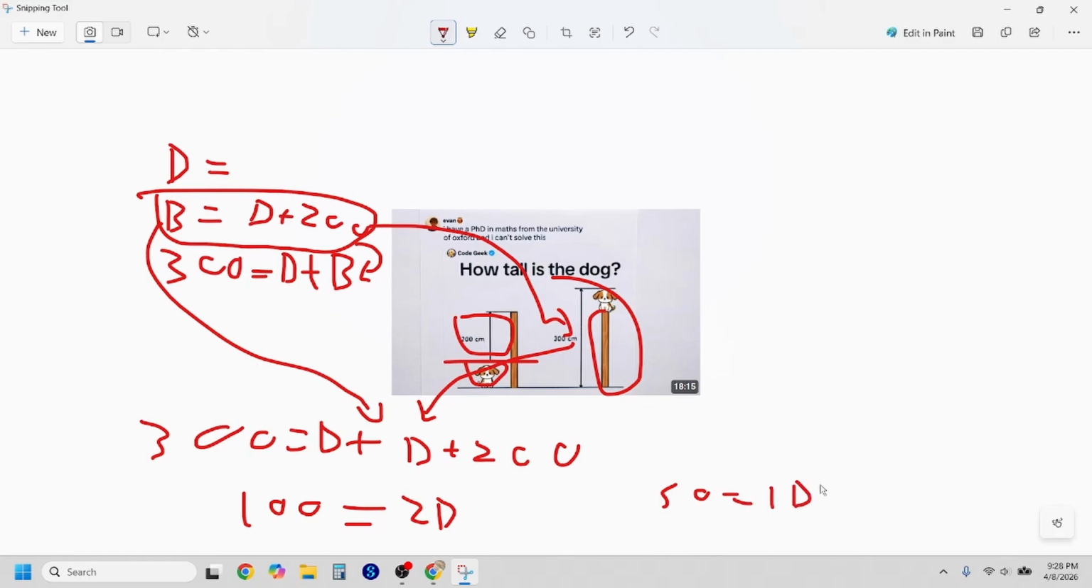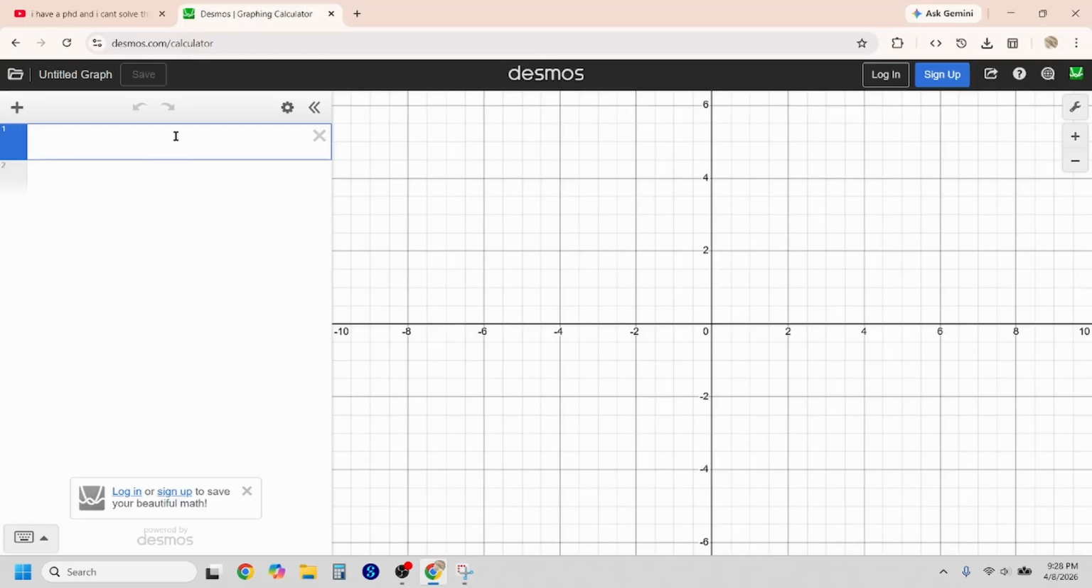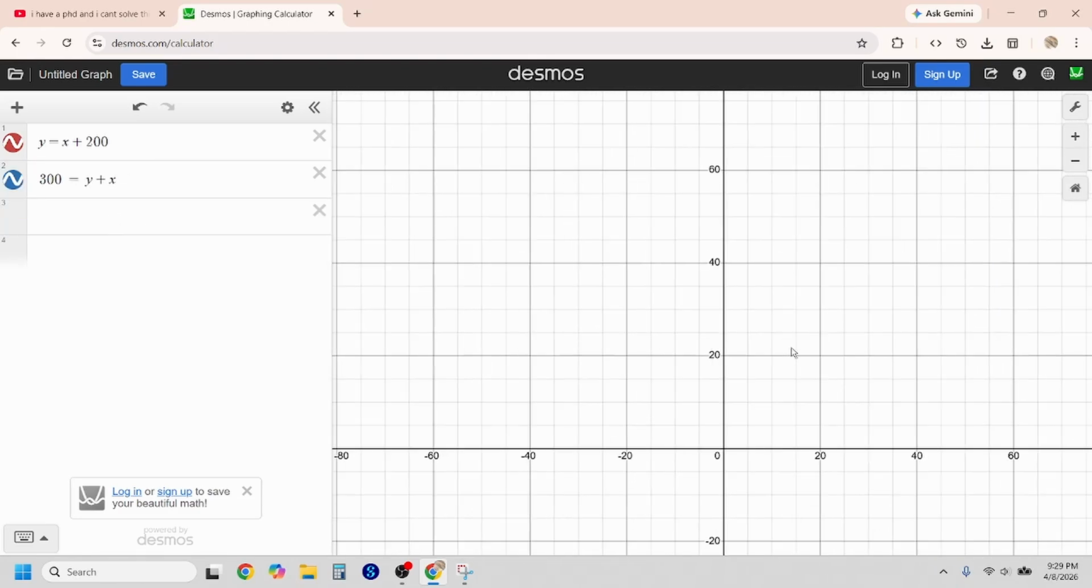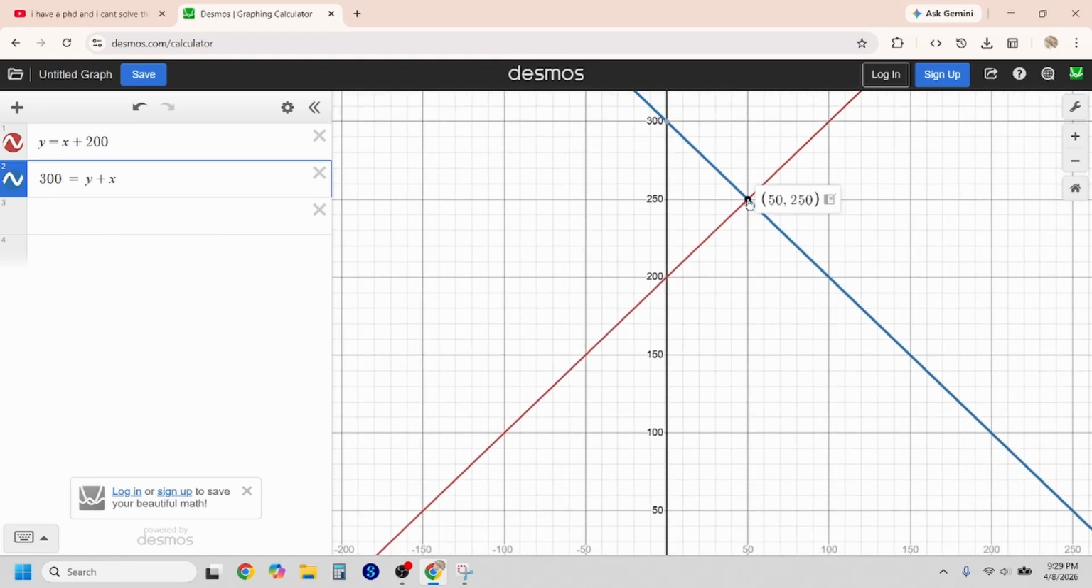Now, the other method we could do is Desmos. Desmos is kind of like our intuition. It just does a whole bunch of guess and checking until it finds the answer that gets it right. So we'll say y is the height of the board and x is the height of the dog. And then we'll say we have 300 equals y plus x, board plus dog, and then see where it intersects. 50. Boom, that's our answer. 50 is the height of the dog in terms of x, because I said x is the dog and y is the board, so the board is 250.